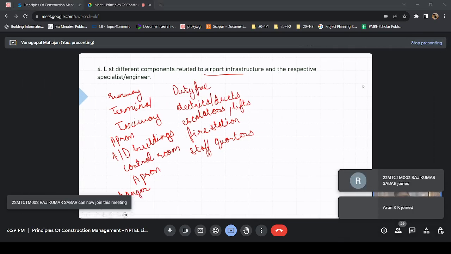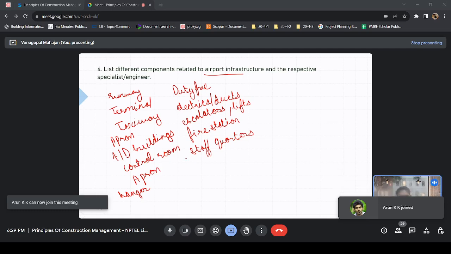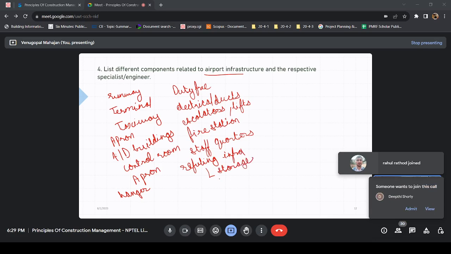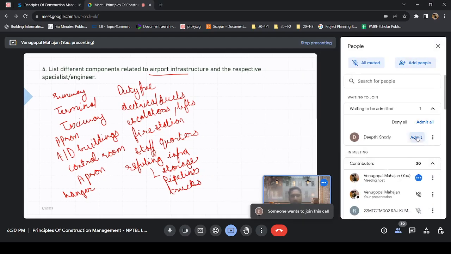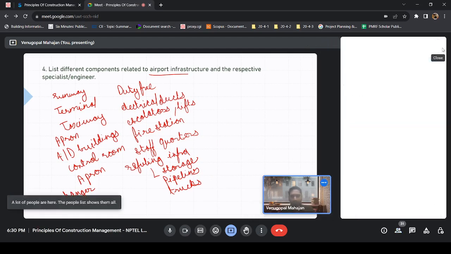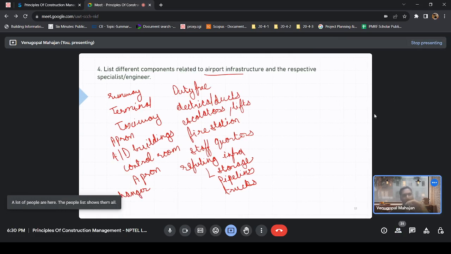Anything else? What about refueling infra? You will have storage, right? Storage, then pipelines, trucks. Okay, anything else? Anybody else?